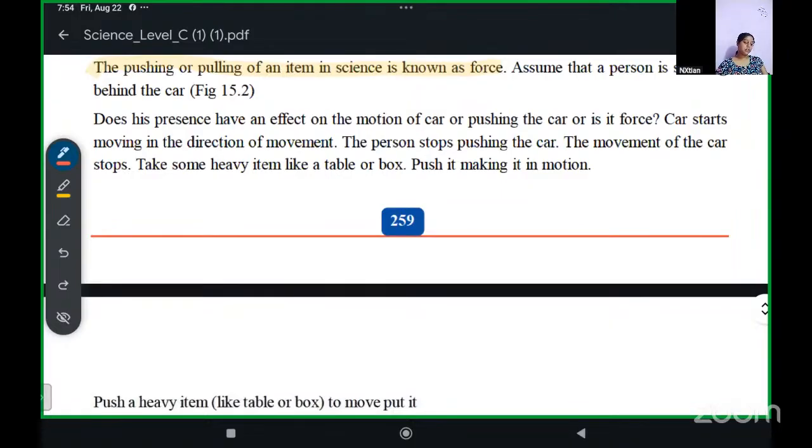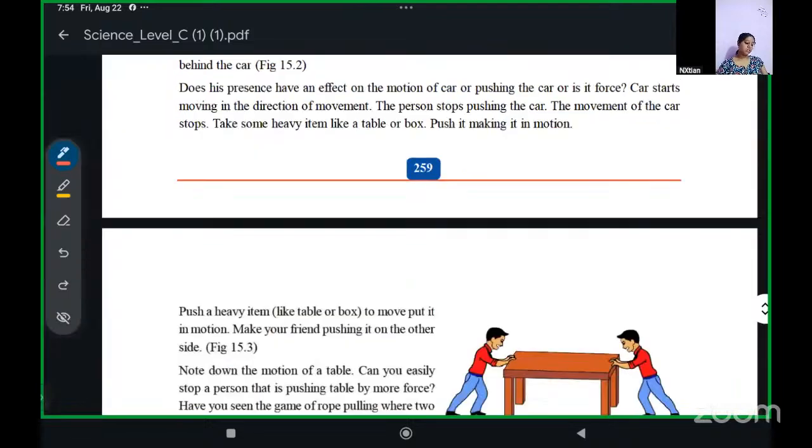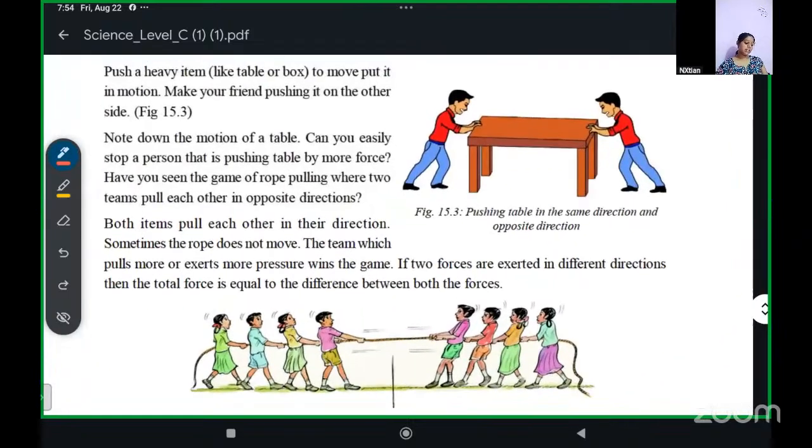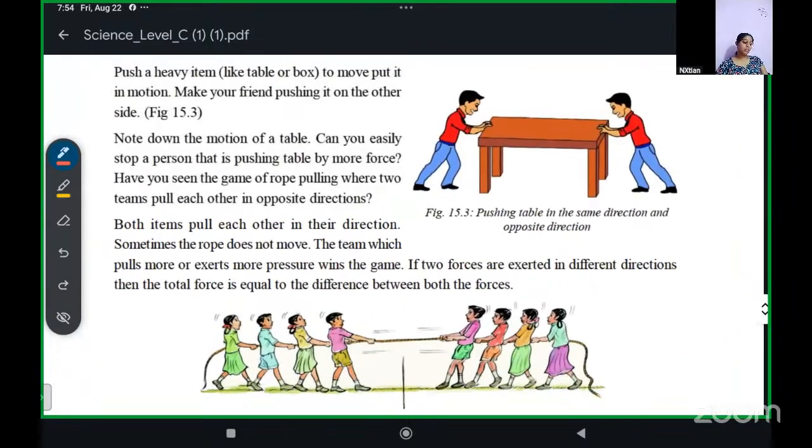Push a heavy item like a table or box to move. Put it in motion. Make your friend push it from the other side. Note down the motion of the table. Can you easily stop a person who is pushing the table by using more force?